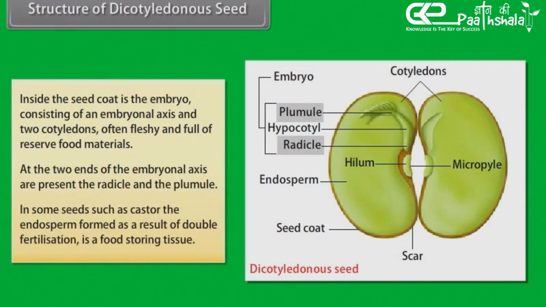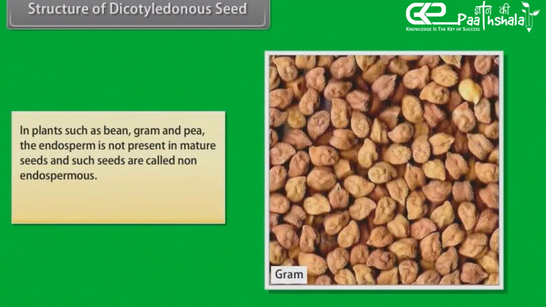In some seeds, such as castor, the endosperm formed as a result of double fertilization is a food-storing tissue. In plants such as bean, gram, and pea, the endosperm is not present in mature seeds, and such seeds are called non-endospermous. Example, gram. Structure of monocotyledonous seed.